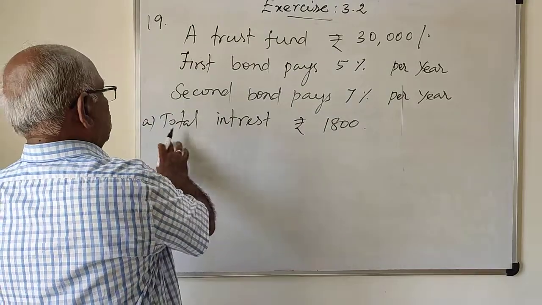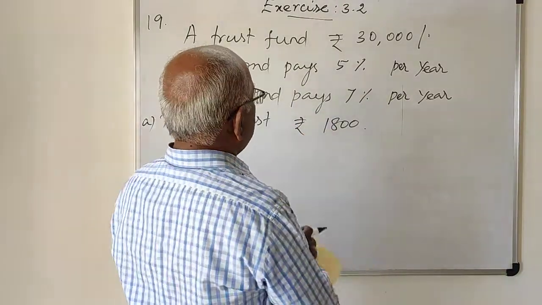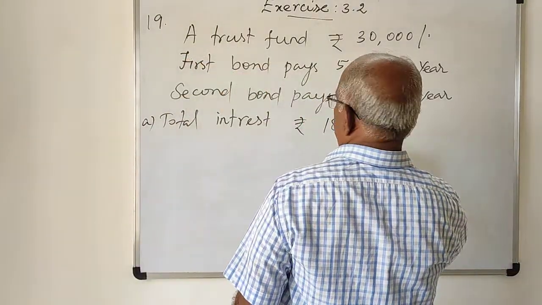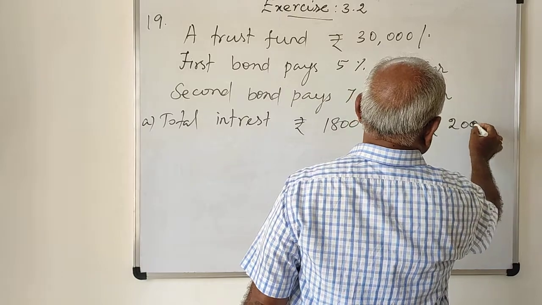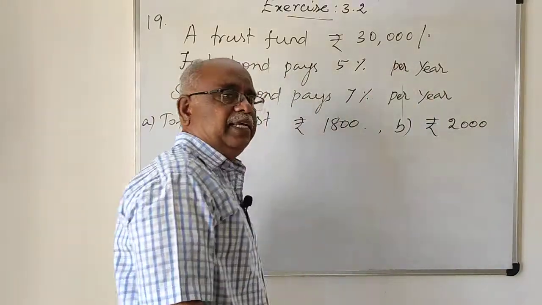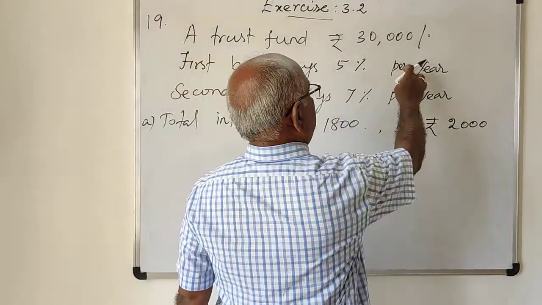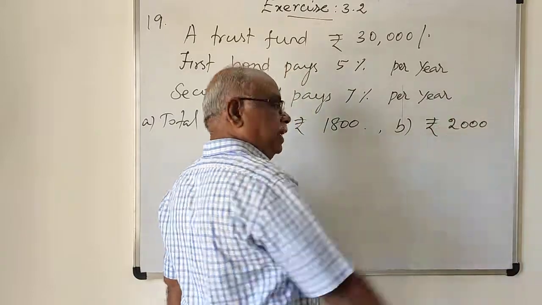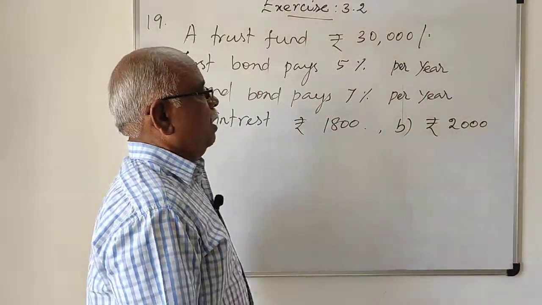Similarly, the second problem is the total interest is rupees 2,000. The total interest gained by these two different bonds is 2,000. Then what are the different amounts invested in these two bonds for getting 2,000 interest? We will see one by one.